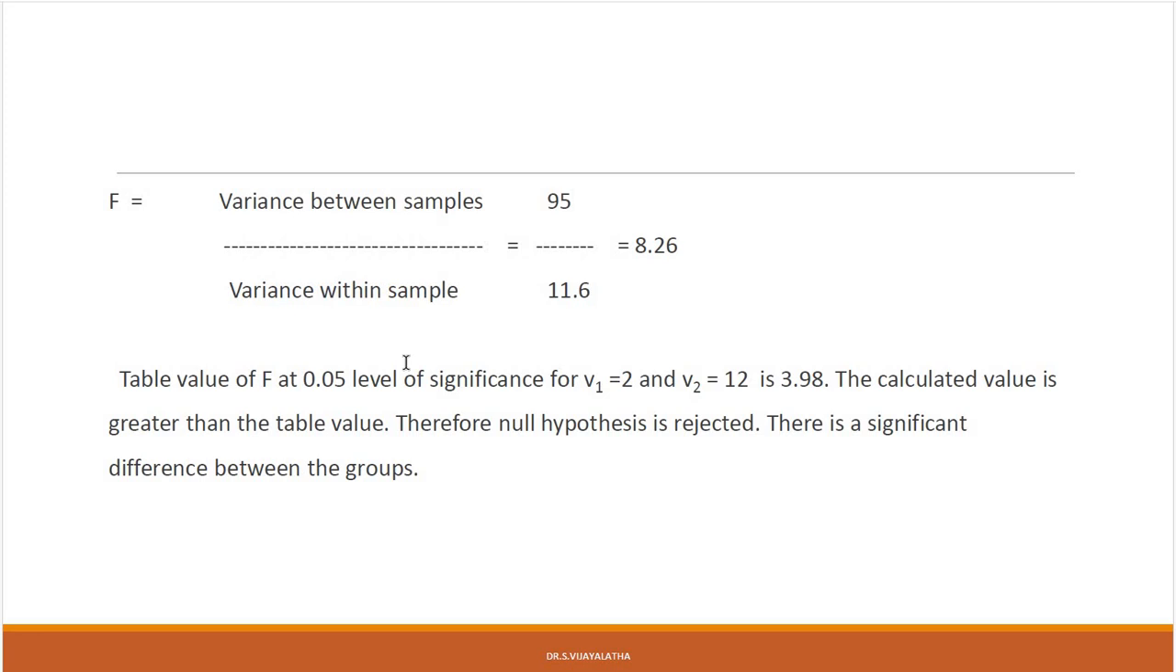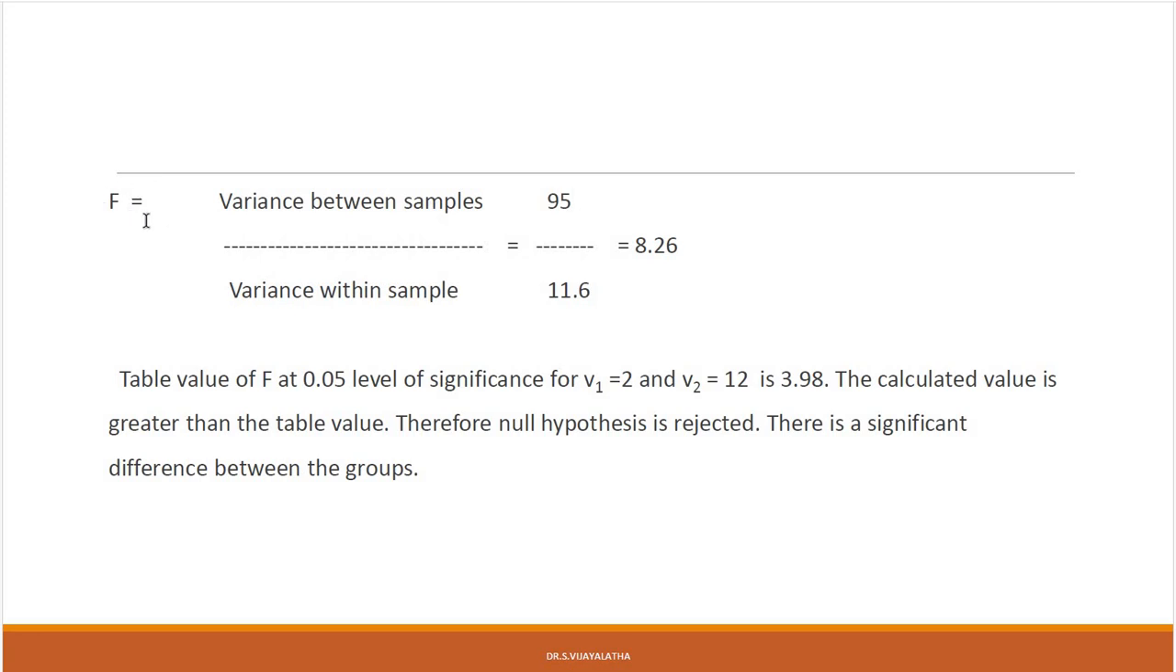We have discussed all this in the tests of significance video. So we have to check for degree of freedom 2 and V2 degree of freedom 12. That means in row 12, you have to check under column 2 in the F table at 0.05 level of significance. The value is 3.98. So the calculated value is greater than the table value. Therefore, the null hypothesis is rejected and we conclude that there is a significant difference between the groups.